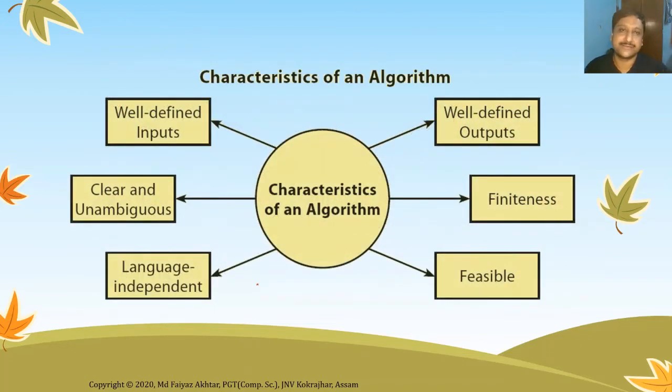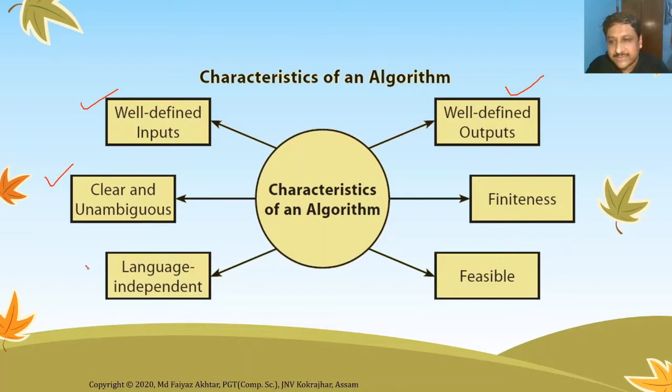Now see the characteristics of an algorithm. There are many characteristics. First, well-defined inputs: exactly how many inputs are required and where we will take inputs. Well-defined outputs: what will be the output of the program is also defined. Clear and unambiguous: step by step is given, step 1, step 2, step 3, where we have to start and where we have to stop. Everything is clearly mentioned and there is no confusion.